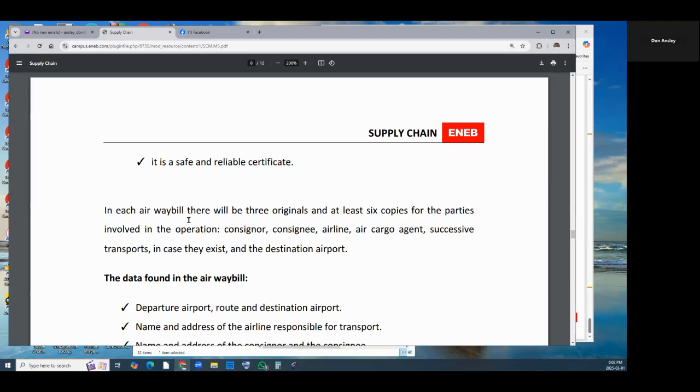In each air waybill, there are 3 originals and at least 6 copies for the parties involved in the operation: consignee, consignor, airline, air cargo agent, successive transports in that case, and the destination airport.